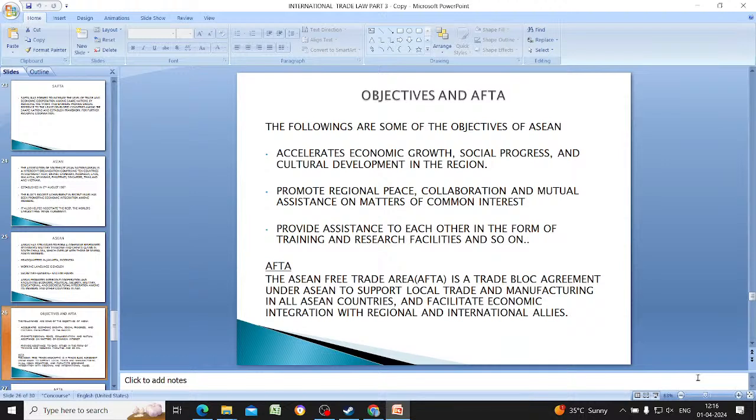The region means who are the members of that particular association. So which are the countries? Among those countries, all these things have been encouraged. Then promote regional peace, collaboration, mutual assistance on matters of common interest and all. Then provide assistance to each other in the form of training and research facilities and so on.